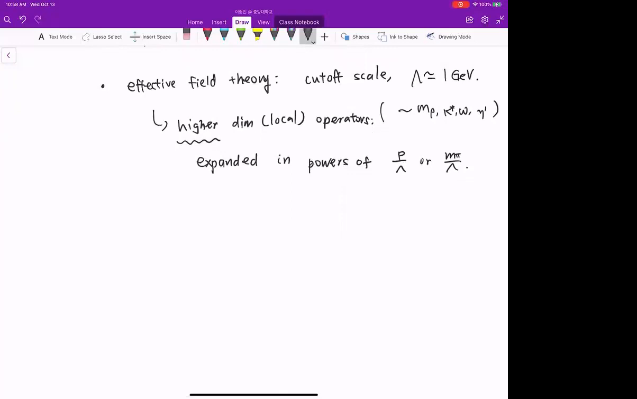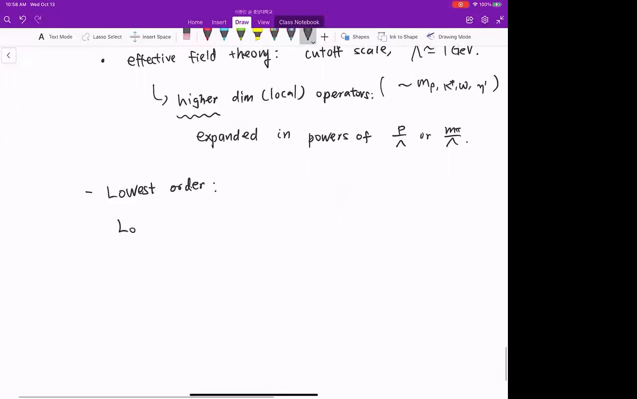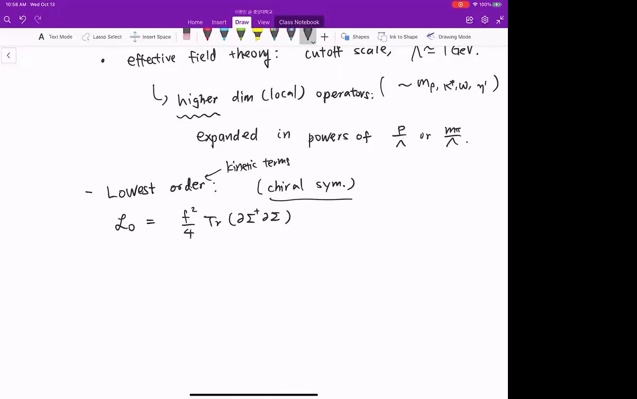So now let me talk about the lowest order. What is the lowest order Lagrangian? L0. Here we are requiring the chiral symmetry. Chiral symmetry is powerful. The lowest order must contain kinetic terms. But we want the chiral symmetry not to be broken. So this is Sigma equal to e to the i pi.